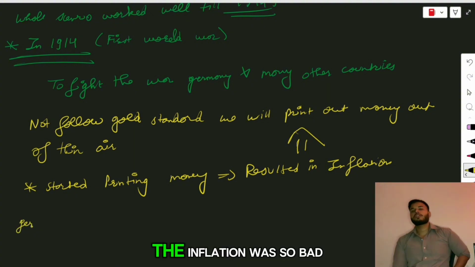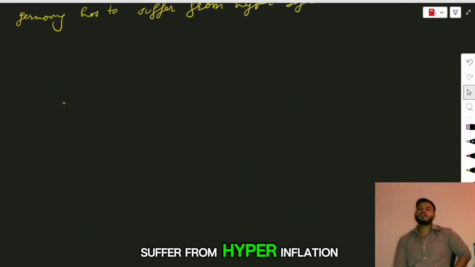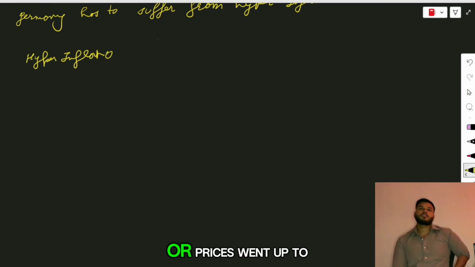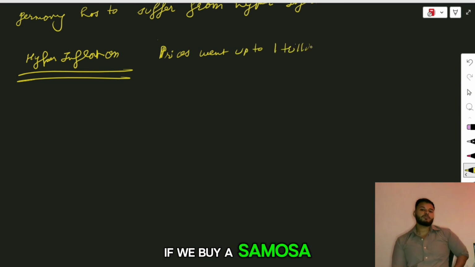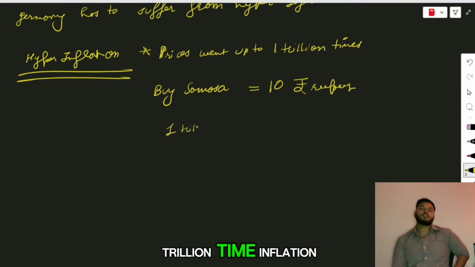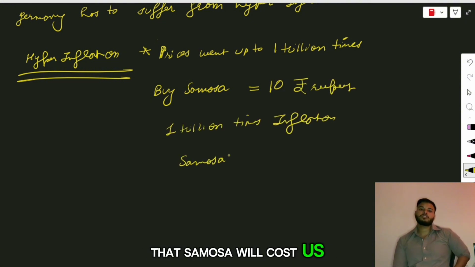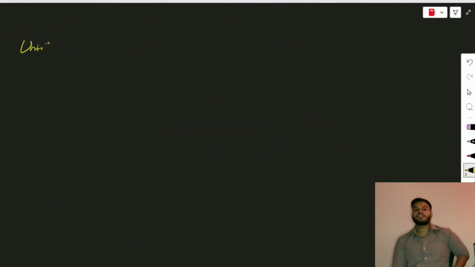Okay, so the inflation was so bad that Germany suffered from hyperinflation. That basically means that prices went up to 1 trillion times. Basically, if we buy a samosa in today's time, let's say the samosa is 10 rupees, then according to that 1 trillion times inflation, that samosa will cost us 1 trillion rupees. So that was the situation in Germany.